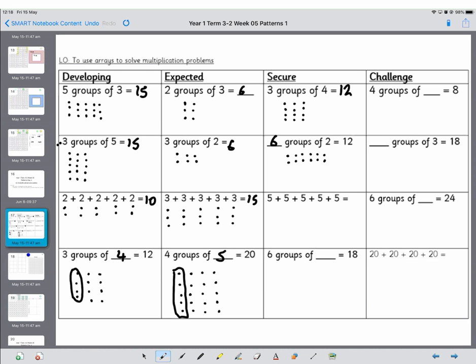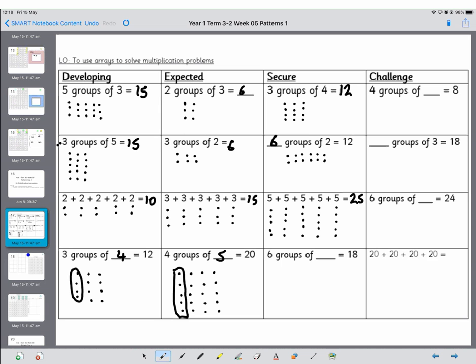Oh, quite an involved one this time. Groups of five. You might be able to remember what that is from yesterday. 5, 10, 15, 20, 25. See how multiplication links to repeated addition.